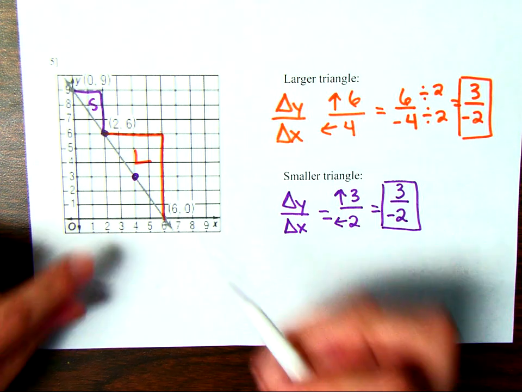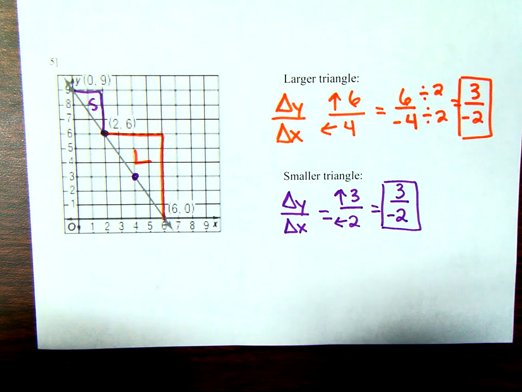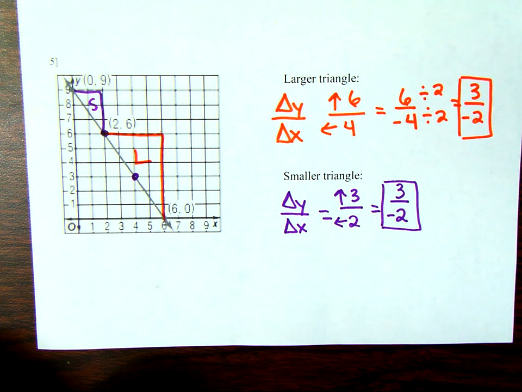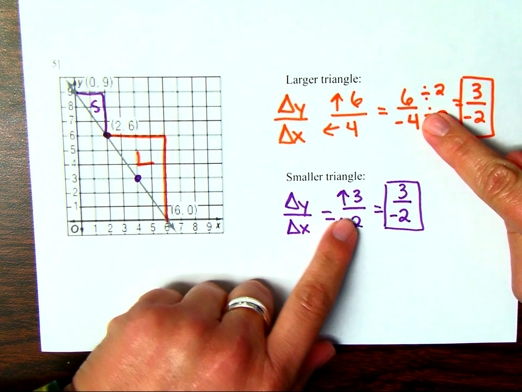Okay, so this is how we can make more than one right triangle, and these are called our similar triangles, to see that they are proportional because they reduce down to the same thing, and that means that when they reduce down to the same thing, they're going to have that slope be the same.